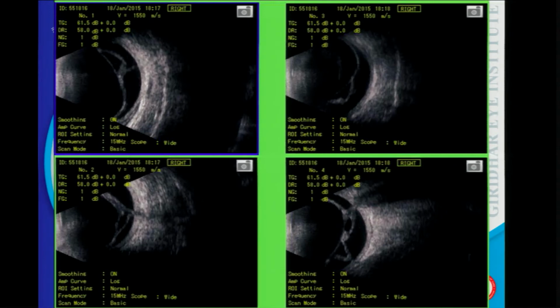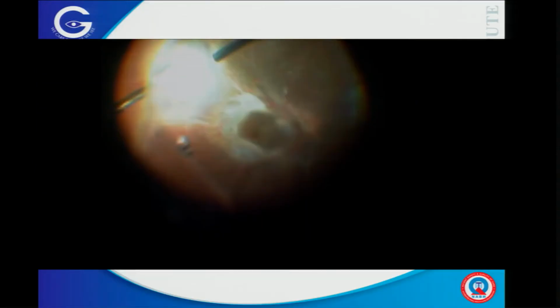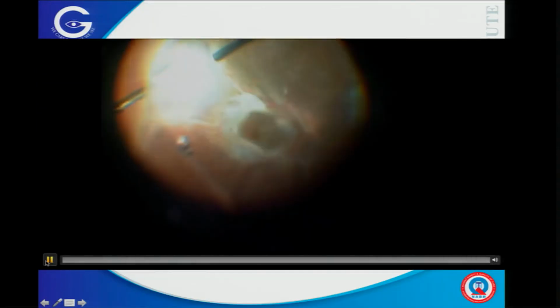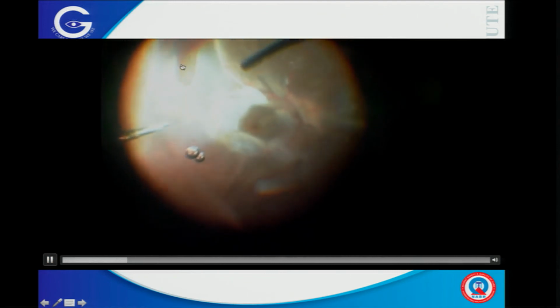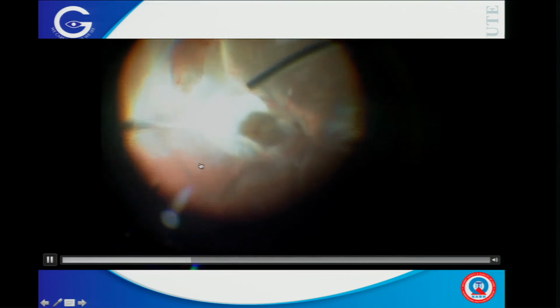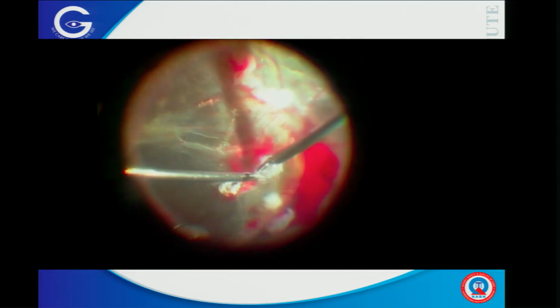Now, this is again another case with multiple membranes. This is a combined detachment, very bad case, one-eyed patient, where again I start from periphery to center. I make a hole here. You can see the retina underneath, but this again has got vitreoschisis. There's a second layer on the surface of the retina. And again, once you reach the posterior pole, you need bimanual dissection.